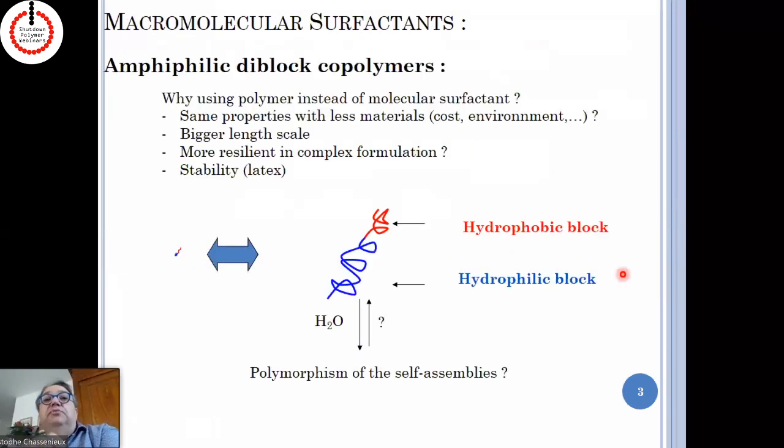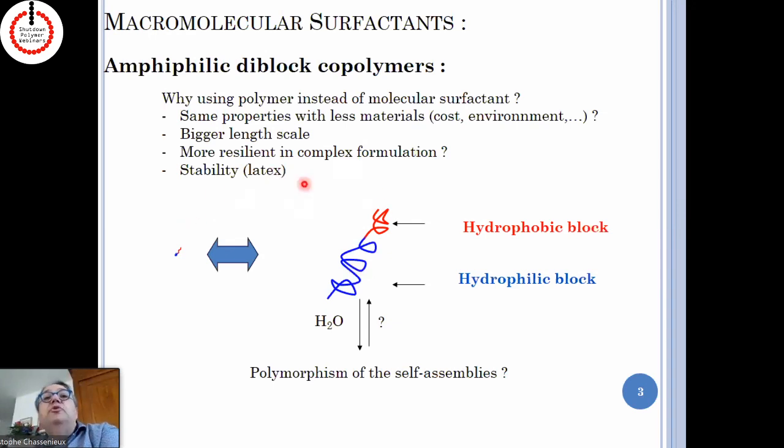And now, if we want to mimic this property at the macromolecular scale, if we want to replace the surfactant by a polymer, you just have to take this small molecule and make it much bigger, and replace the polar head by a hydrophilic block and the hydrophobic tail by a hydrophobic block. So each time you see something in red, this block doesn't like water, and each time you see something in blue, this block likes water.